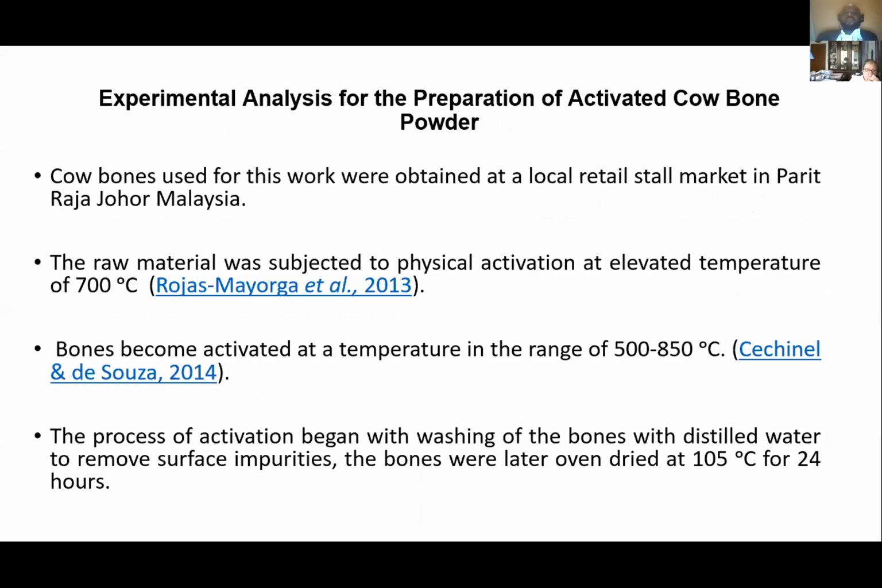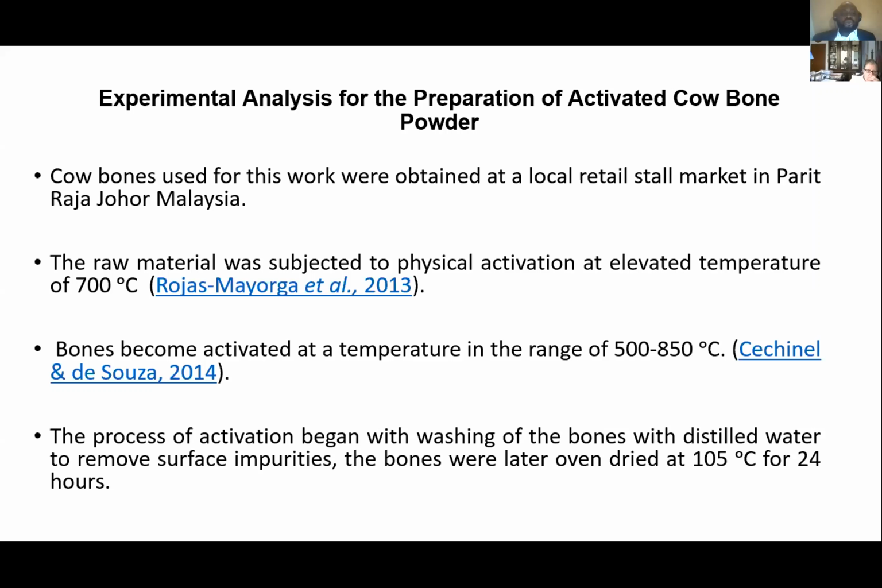Experimental analysis of the preparation of activated cow bone powder, that's the experimental part of the synthesis of the hydrophobic adsorbent. Cow bones experiment was conducted on a laboratory scale. That's by the synthesis of cow bones as an adsorbent, which was obtained at a local retail store somewhere in Malaysia. The raw material was subjected to physical activation at elevated temperature of 700 degrees Celsius.